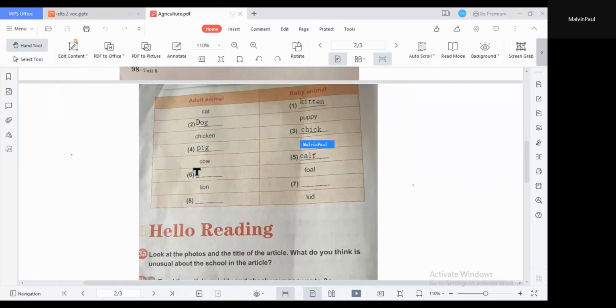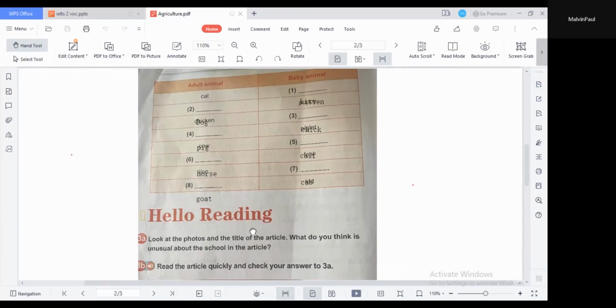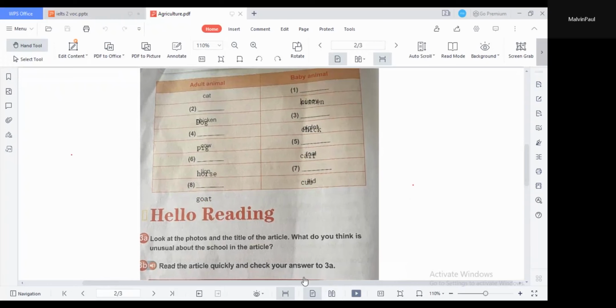And then number 4, we say it is a horse. Horse. And then here we have a lion, and a lion cub. Yes. And then number 8, it's goat. That is what we have for baby animals. So you can see the animals and what they are called. All right, let's move on to this part. Let's just erase all.